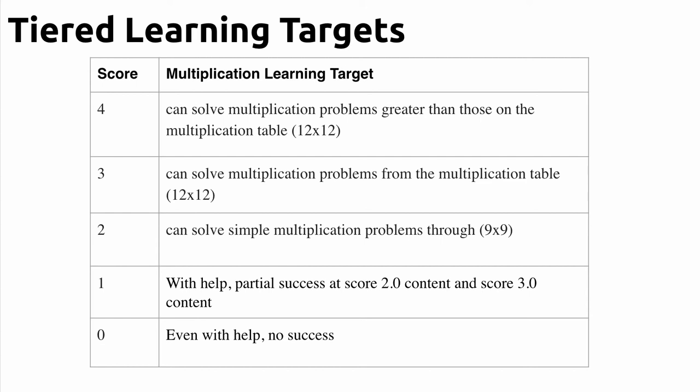Now you can rewrite that for a level 2. Maybe instead of going up to 12 times 12, they can only get through 9 times 9. And then for a level 4, you would go beyond the 12 by 12. Those are students who can multiply 15 times 12, and they're moving to more rigorous multiplication problems that can't just be memorized from the multiplication table. So that would be a level 4. And then level 0 and 1 are the same as any other learning target. I think this is a straightforward way to see tiered learning targets in action.